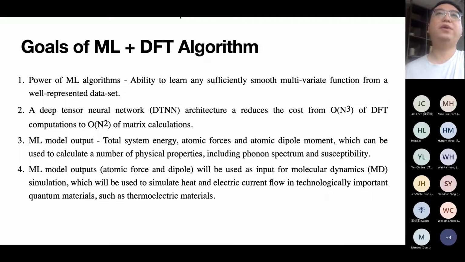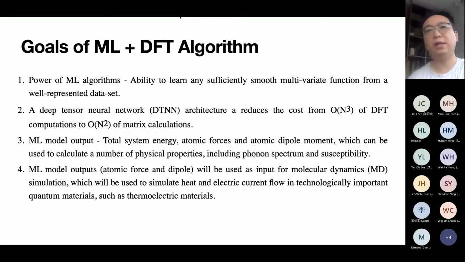So let me first state what's the goal of machine learning plus DFT or ab-initio calculations. We know that machine learning algorithms have the ability to represent any universal smooth functions from a well-represented data set. This is called the universal representation ability of machine learning algorithms. So we want to make use of this ability to design a deep tensor neural network that will allow us to capture or to model the output of a DFT calculation from input parameters such as atomic positions and maybe other quantum mechanical or quantum chemical insights into the system.